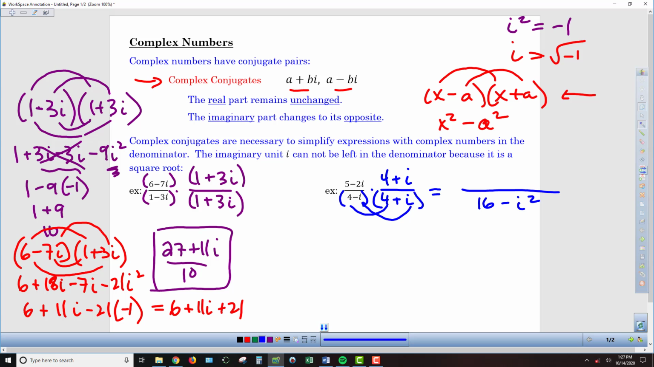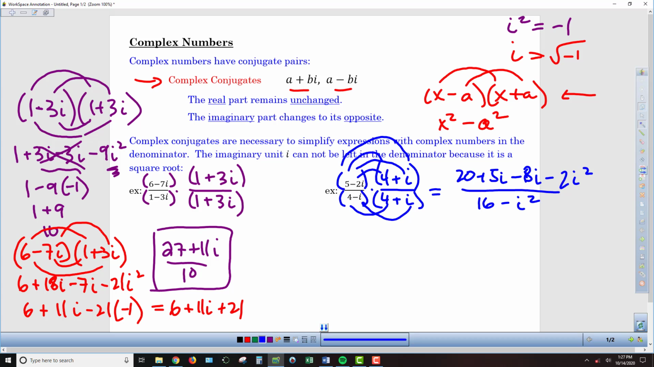And then on the top, I've got to do my full FOIL. I can't skip anything because I'm not going to get the same canceling out of those middle terms like I did on the bottom. So if I FOIL, 5 times 4 is 20. My outer term is 5 times i, so I get plus 5i. My inner term is negative 2i times 4, so I get negative 8i. And then finally my lasts are negative 2i times i, so negative 2i squared.